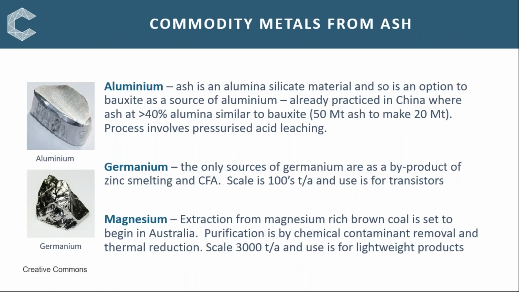Looking at commodity metals from ash, there are three that can be attained from fly ash that are important at the moment. The recovery of aluminium competes with mining for bauxite and processing by the Hall-Héroult process that electrolyzes ore. Some fly ash in China is especially high in aluminium, which is recovered chemically and provides about 20% of overall aluminium demand, so around 10 million tons.